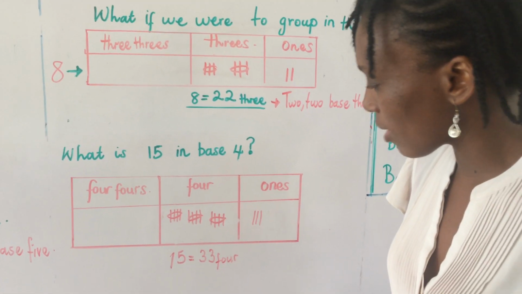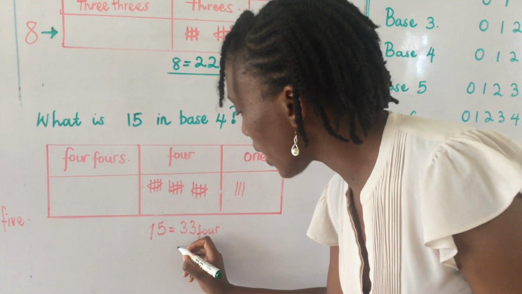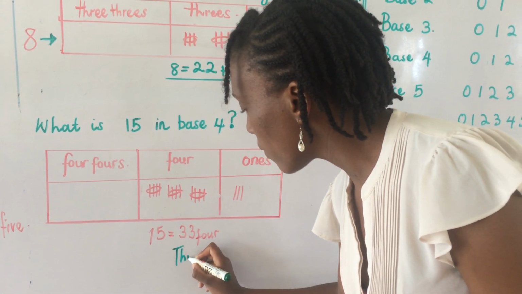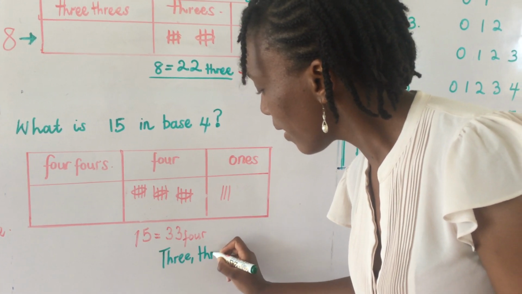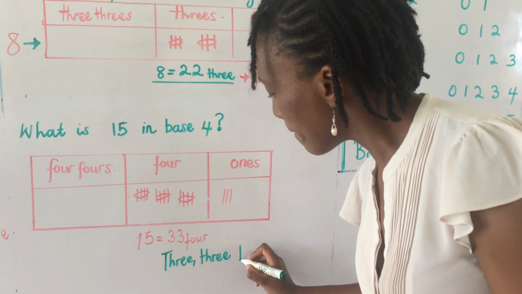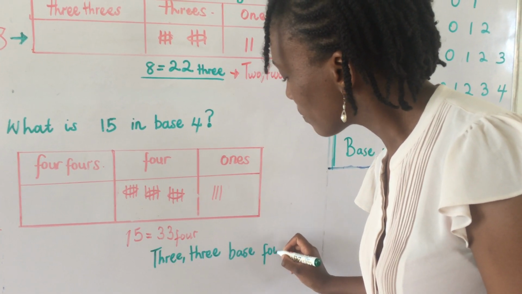In words, I'll use a different color. This is written as 3, 3, base 4.